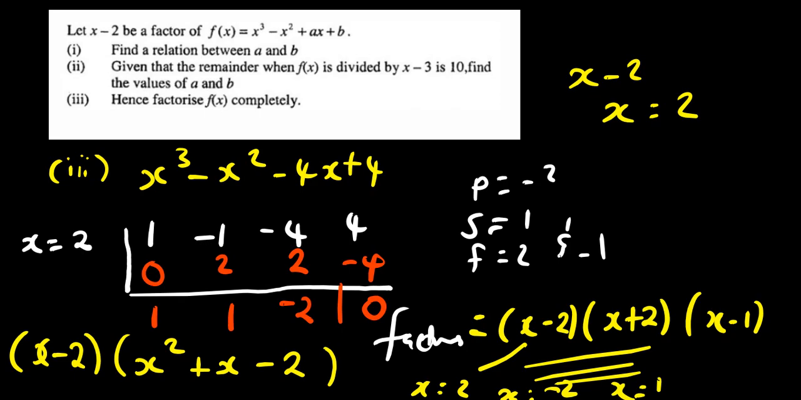Okay, let's solve another question. We are saying the polynomial is divisible by x minus 1 and leaves a remainder of 10 when divided by x plus 1. Find the values of p and q. This is just like the question that we just solved. Since they've said it is divisible, the remainder is 0.